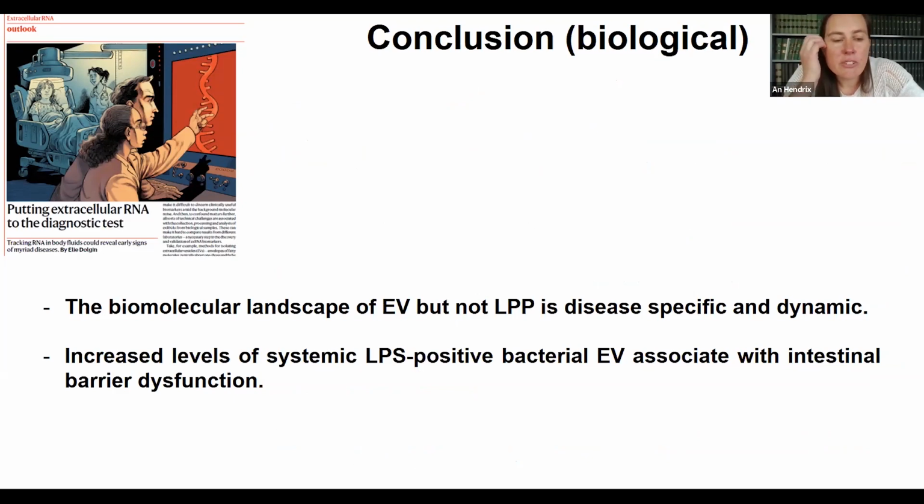Going to the conclusions at the biological level, we demonstrate that the biomolecular landscape at the protein level, but also at the RNA level, which is not touched upon in this presentation, is disease specific and dynamic, but we do not identify a similar variation for the lipoprotein particles. Furthermore, we were able to identify bacterial extracellular vesicles in the blood plasma of patients and demonstrated that their presence in blood plasma is associated with intestinal barrier dysfunction.